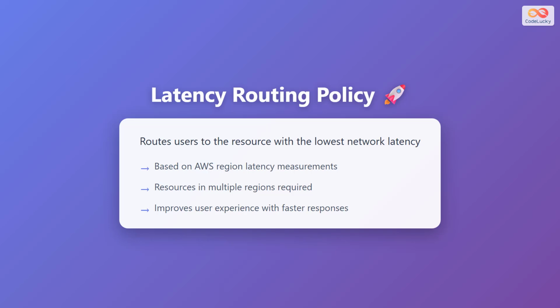Latency routing policy focuses on delivering the best possible performance to your users. When you have resources deployed in multiple AWS regions, this policy routes each user to the region that provides the lowest network latency. Route 53 continuously measures latency between users and your resources across different regions. When a DNS query comes in, Route 53 automatically returns the resource located in the region with the fastest response time for that particular user. This policy is essential for global applications where you want to minimize load times and provide the best user experience regardless of where your users are located around the world.